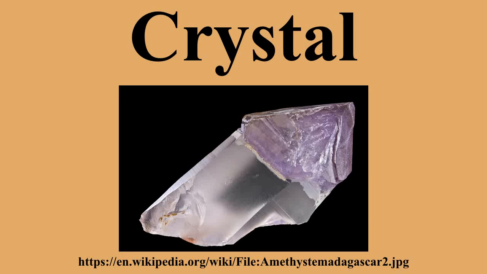A crystalline solid is a solid material whose constituents, such as atoms, molecules or ions, are arranged in a highly ordered microscopic structure, forming a crystal lattice that extends in all directions. In addition, macroscopic single crystals are usually identifiable by their geometrical shape, consisting of flat faces with specific, characteristic orientations. The scientific study of crystals and crystal formation is known as crystallography.